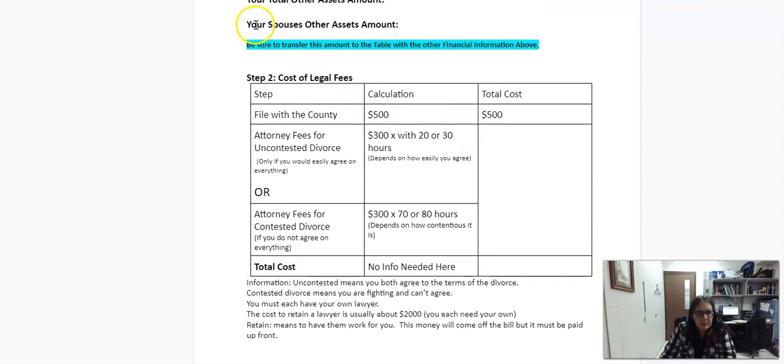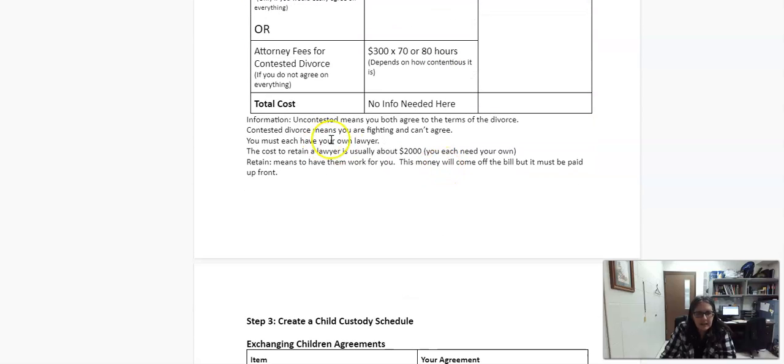So the next part is looking at your cost of legal fees. Filing with the county, just an application of divorce, costs $500. So that's all in there for you. And then we have attorney fees. If it's an uncontested divorce, meaning you agree on everything easily, it would cost about $300 an hour with like 20 or 30 hours, depending on how easily you agree. If you think this is what you would do if you could agree on everything, you could put that in there, but I actually want you to keep going with this before you decide.